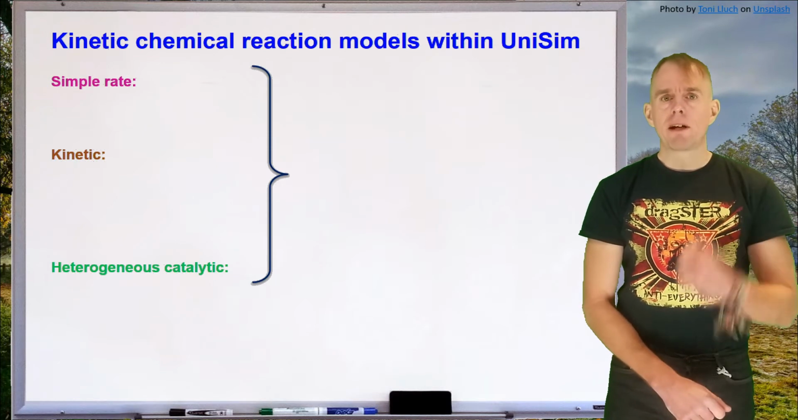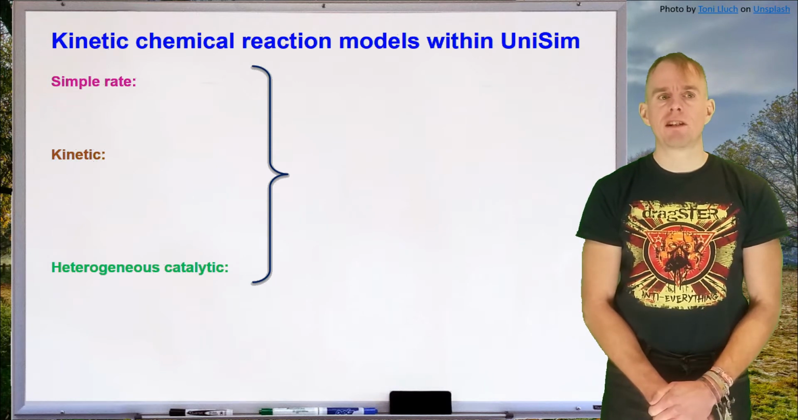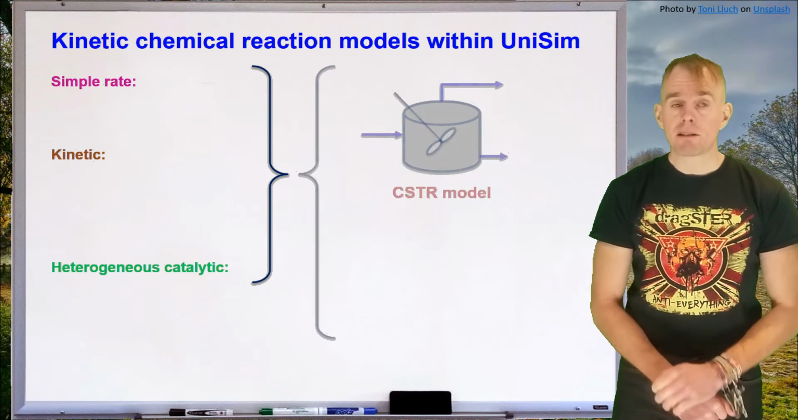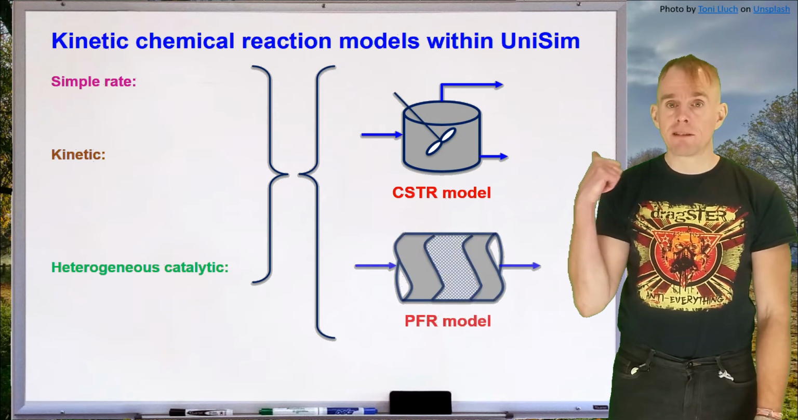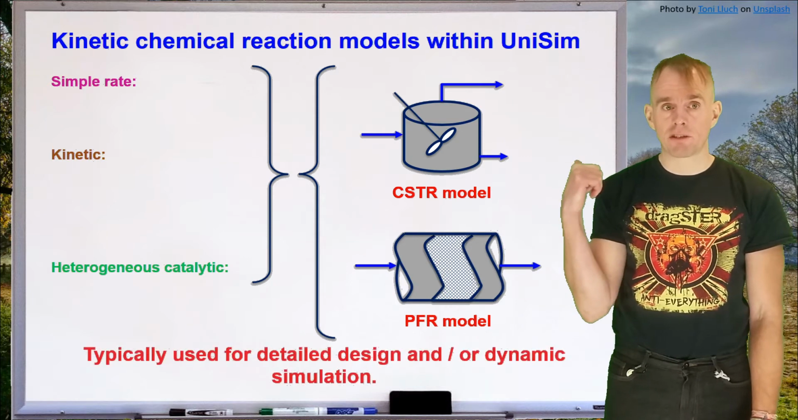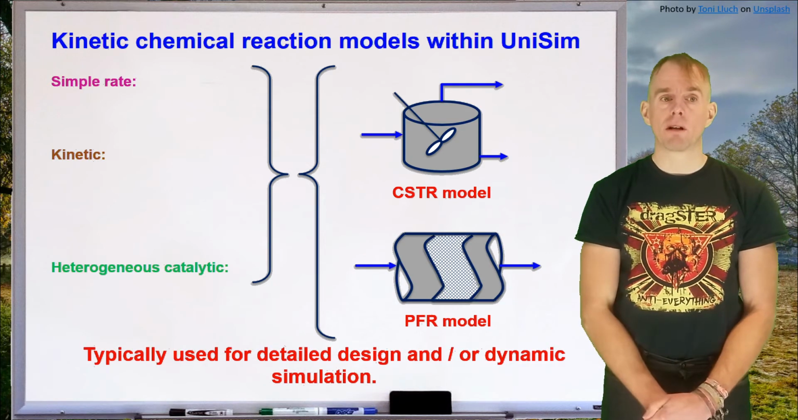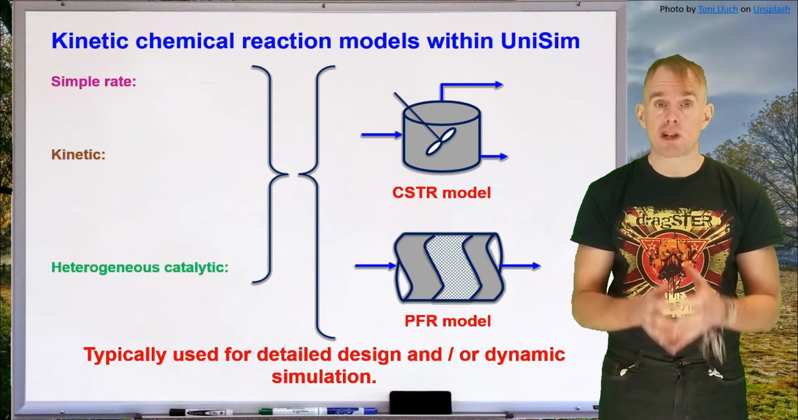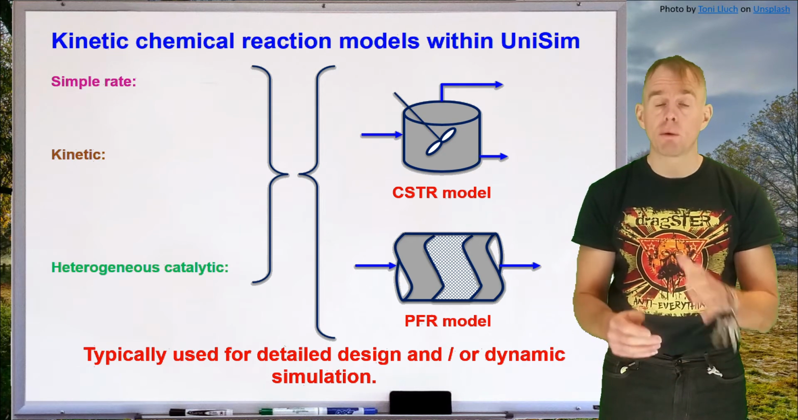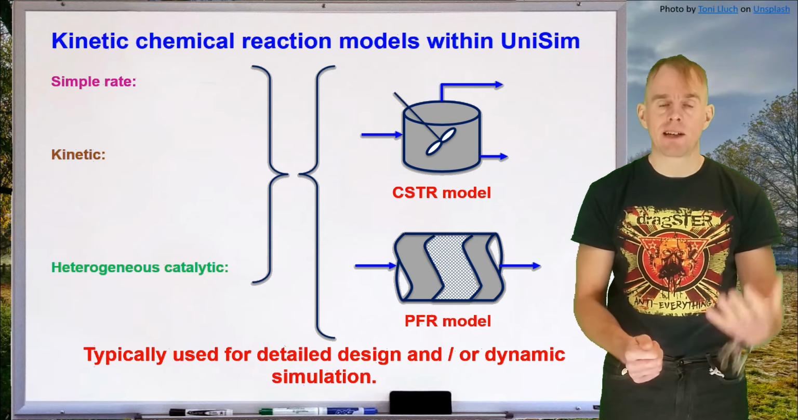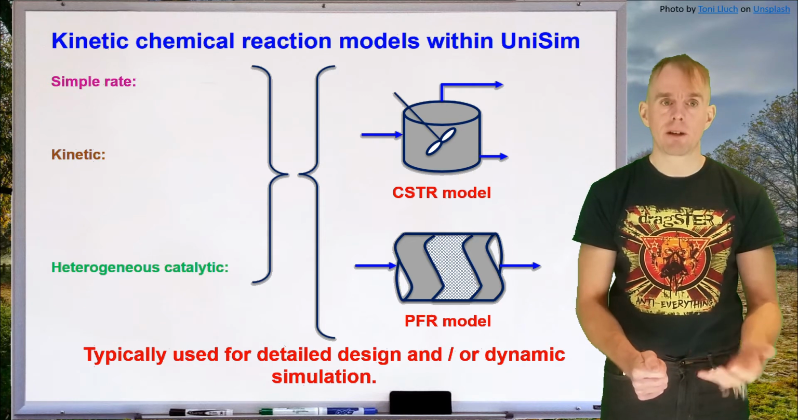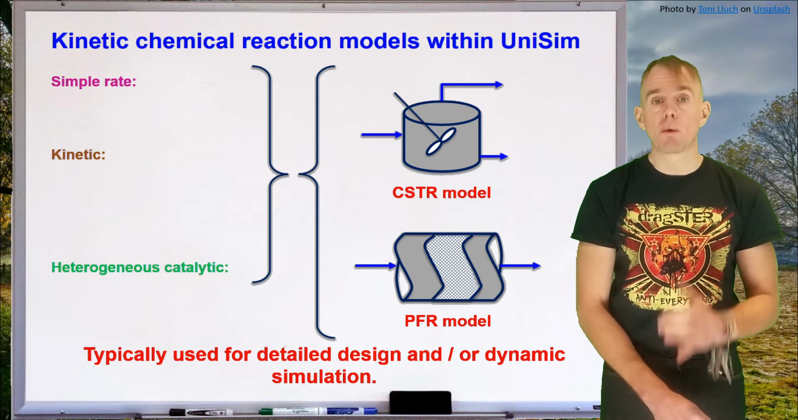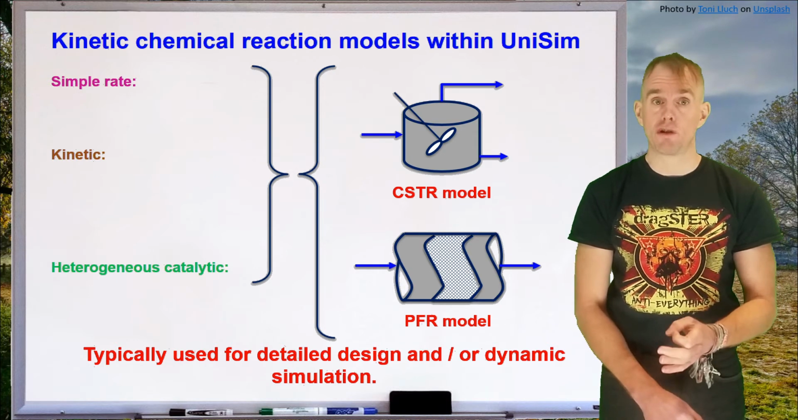Okay, so the simple rate model, the kinetic model and the heterogeneous catalytic model must be used with the correct type of reactor, and the correct type of reactor model is either the continuous stirred tank reactor model, the CSTR model, or the plug flow reactor model. Both of these reactor models will give you design information for a unit, and so therefore they need to have the detailed kinetic data in order to yield that. Note as well that both the CSTR model and the plug flow reactor model can also be used for dynamic simulation too.